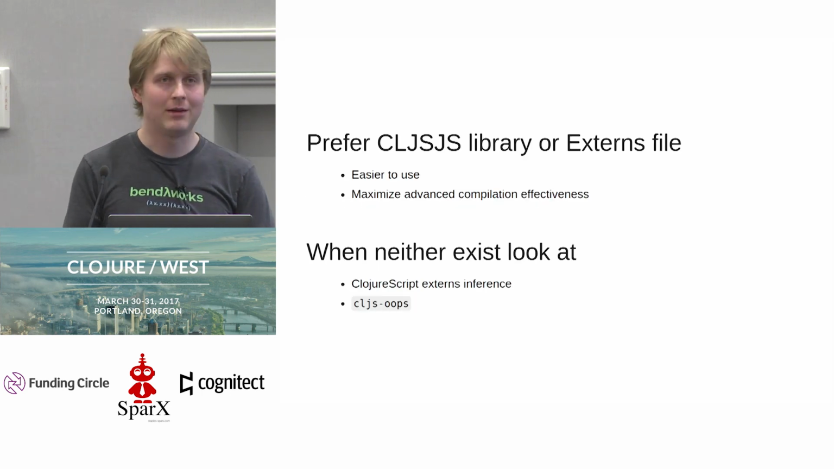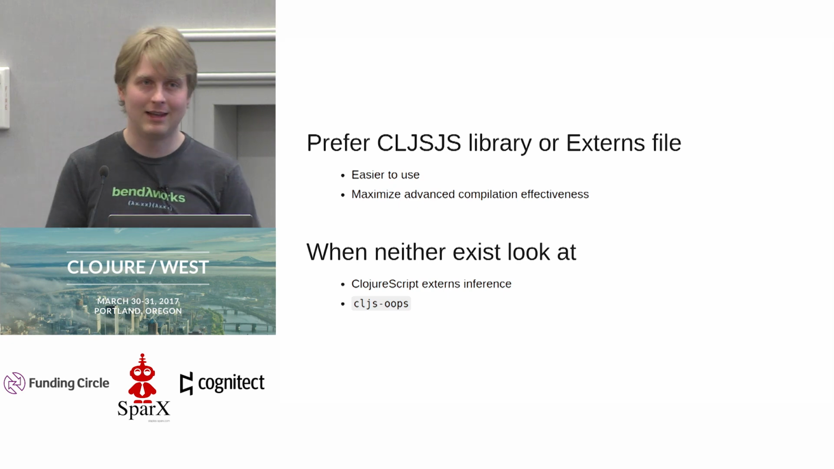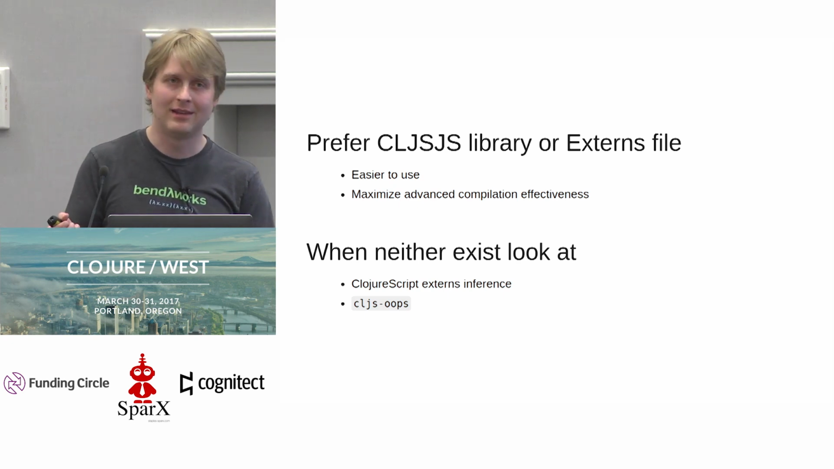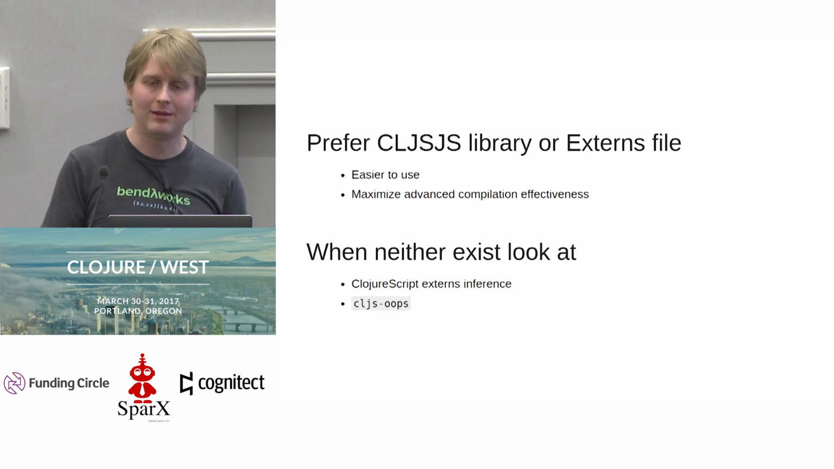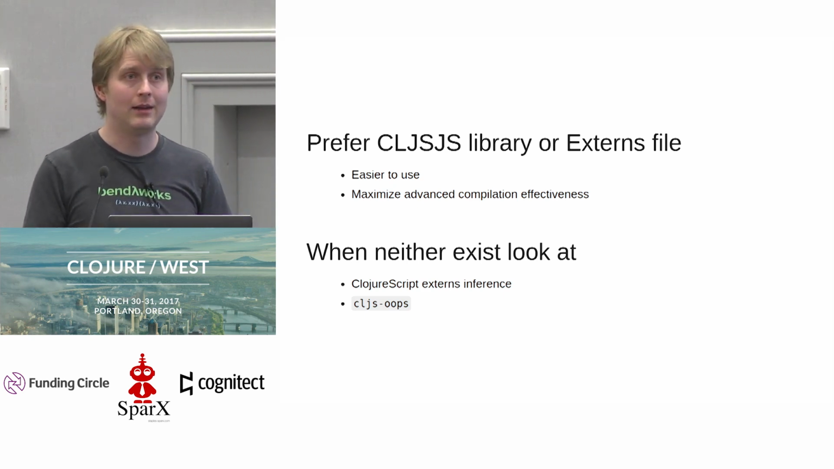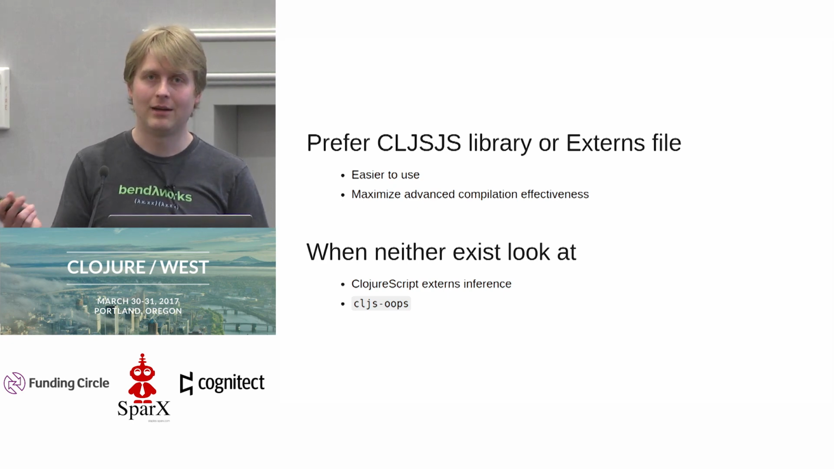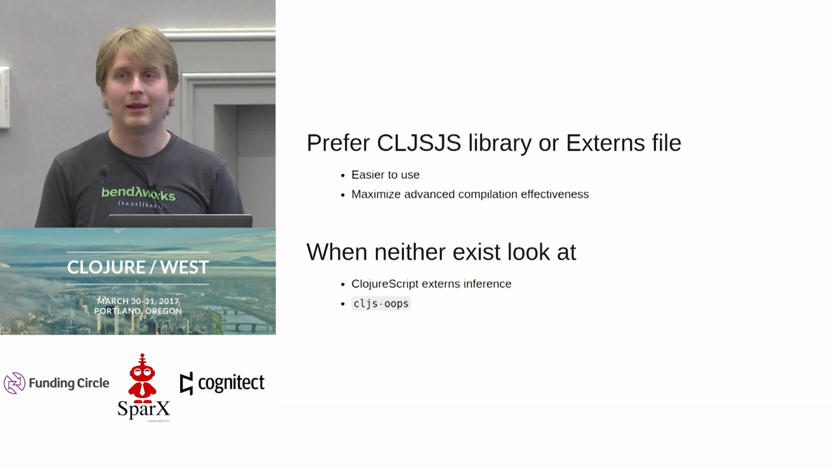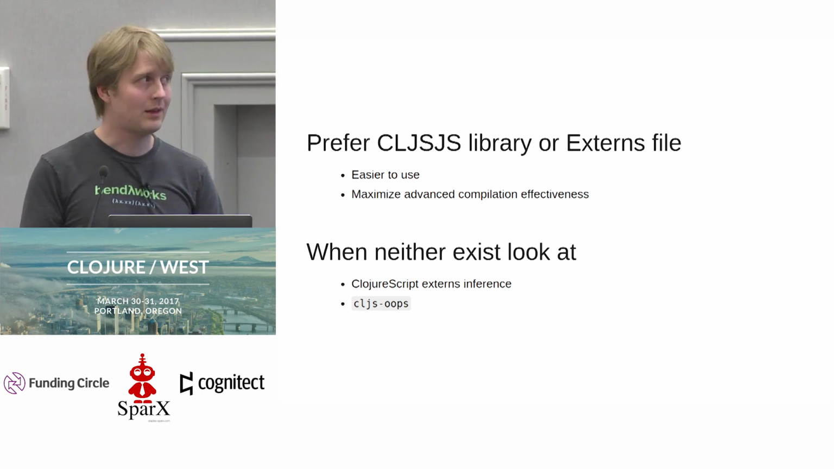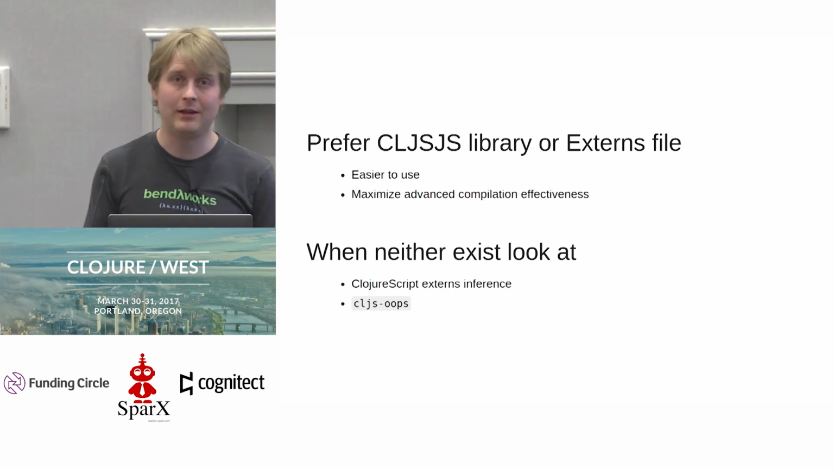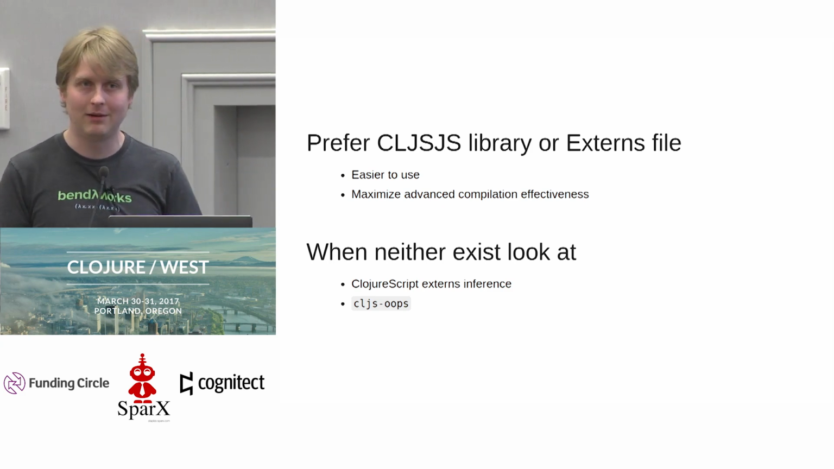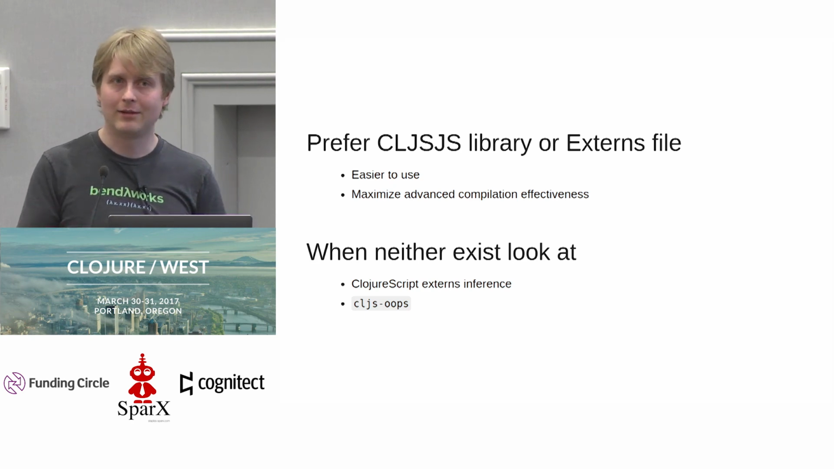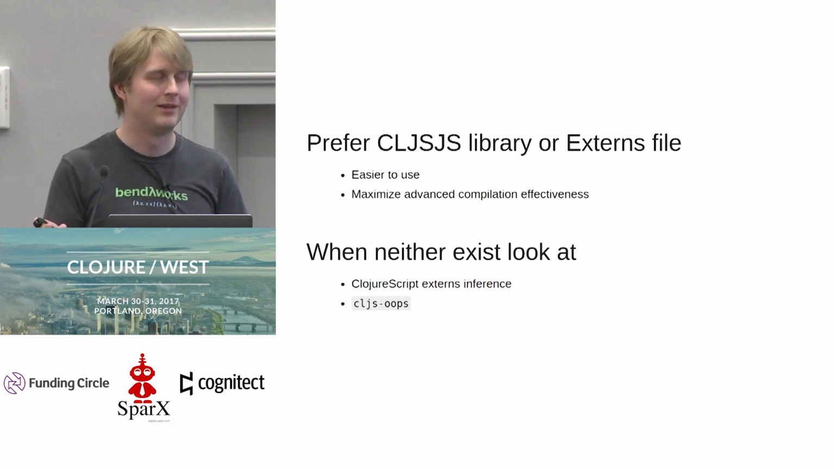So I would recommend to prefer cljs libraries or externs files where they exist. They are much easier to work with and use, and they provide the Google Closure compiler a lot of information so that you can get some really nice performance and code size gains. But when these don't exist and you really need to use that JavaScript library for your application, then I would recommend going through ClojureScript Externs Inference or cljs-oops.